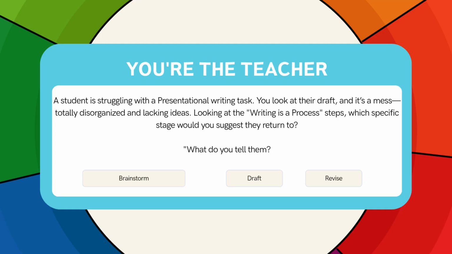Now, you're the teacher. You're moving into a problem solving mode. I want you to put on your teacher hats. A student is struggling with a presentation or writing task. You look at their draft and it's a mess, totally disorganized and lacking ideas. Looking at the writing process steps, which specific stage would you suggest they return to? What do you tell them?